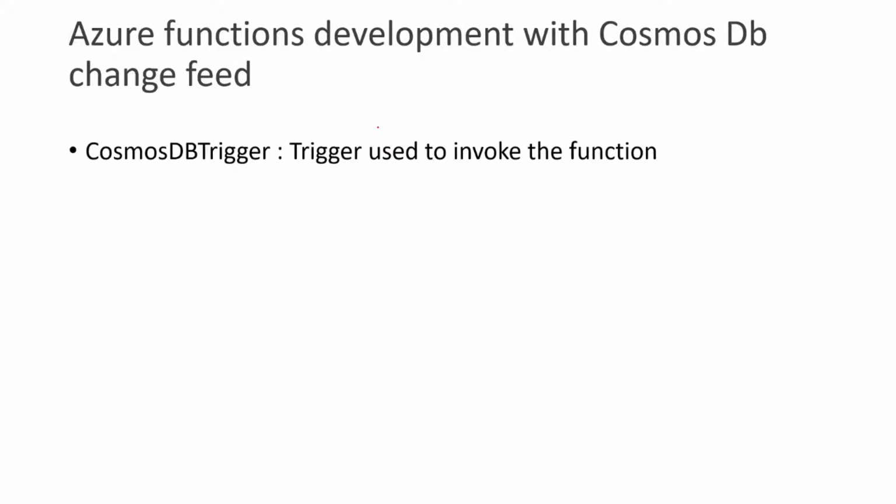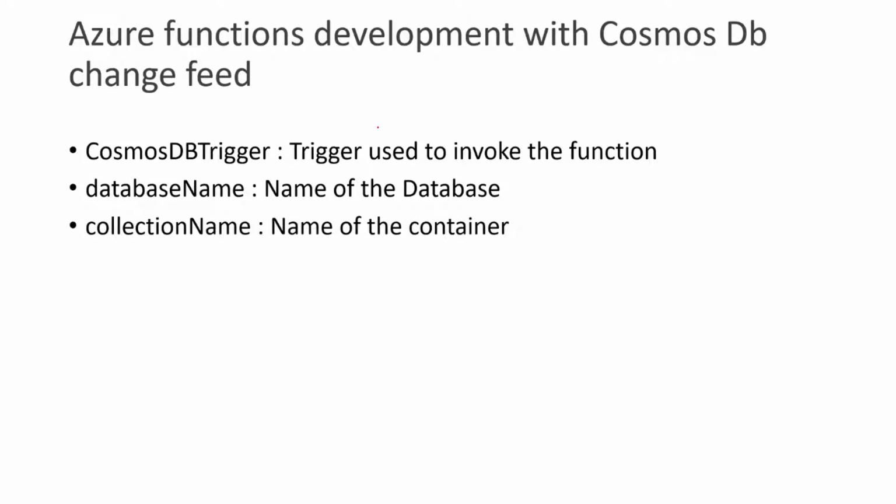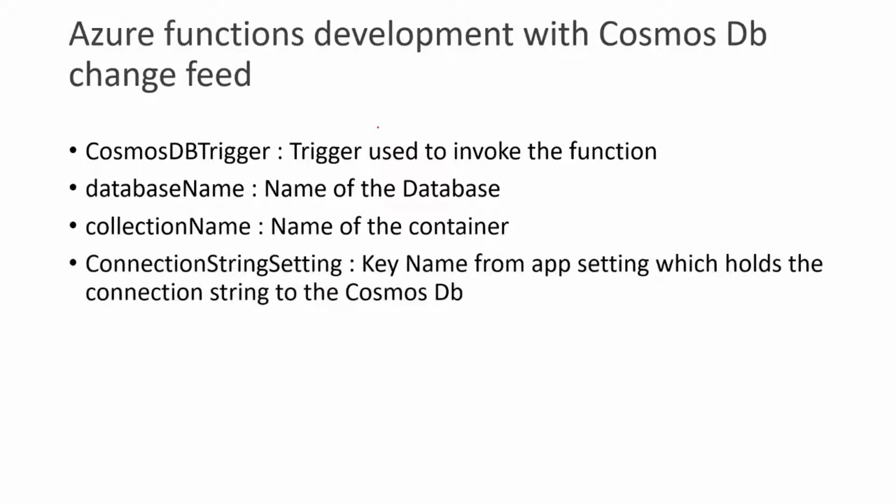In this, we have some key elements that we need to keep track of. First one is the Cosmos DB trigger, that is the trigger we use to invoke the function. Next is the database name, the name of the database on which we are going to trigger the changes. Next is the collection name or container name, the container from which the changes would be triggered. Next is the connection string setting, which is nothing but the key name from the app settings, or local.settings.json in case of Azure Functions.